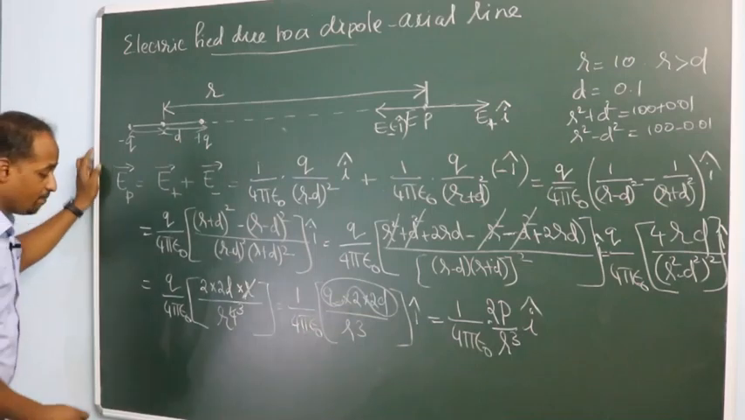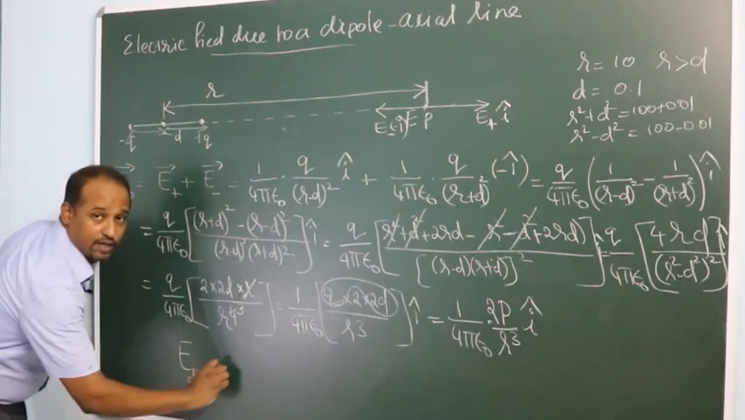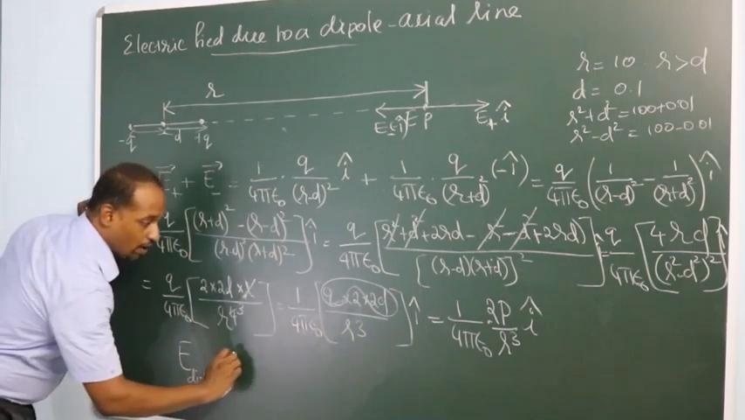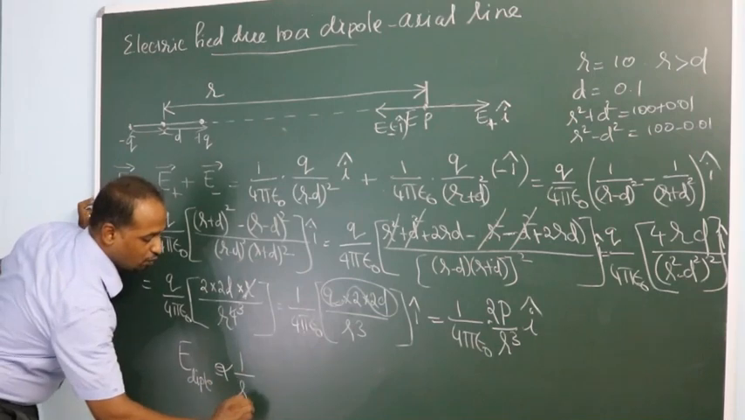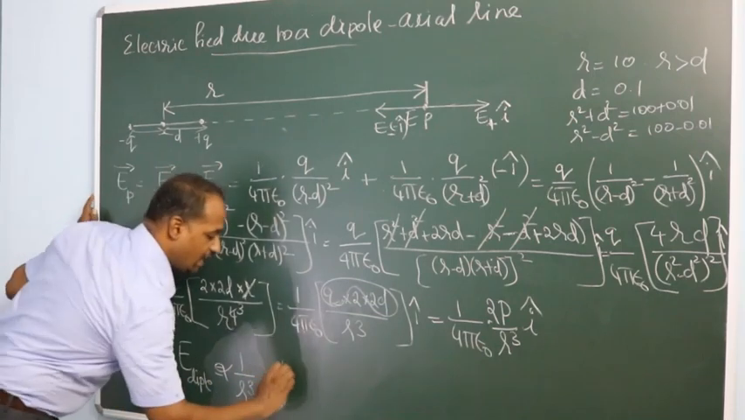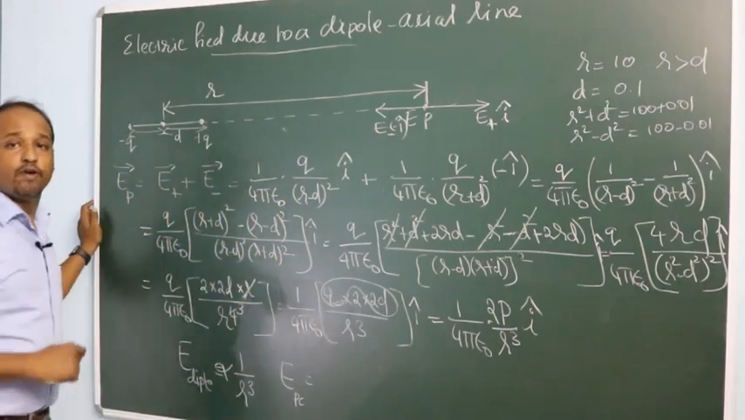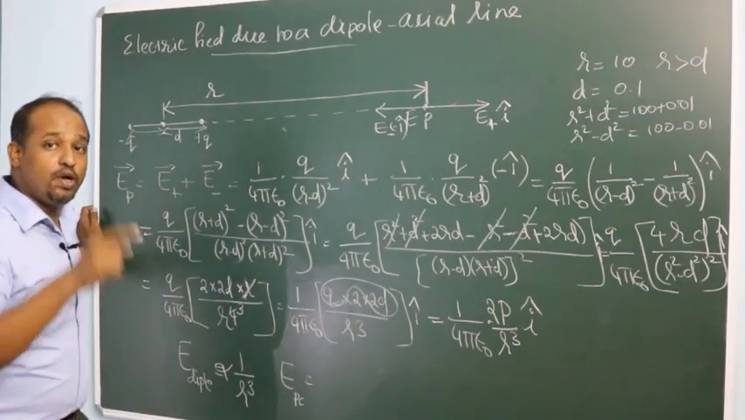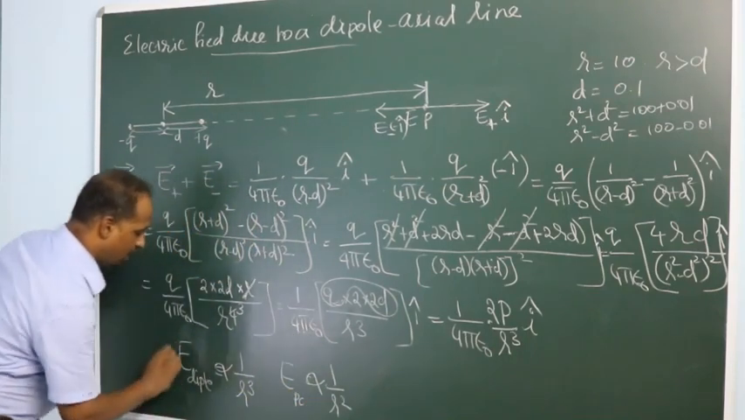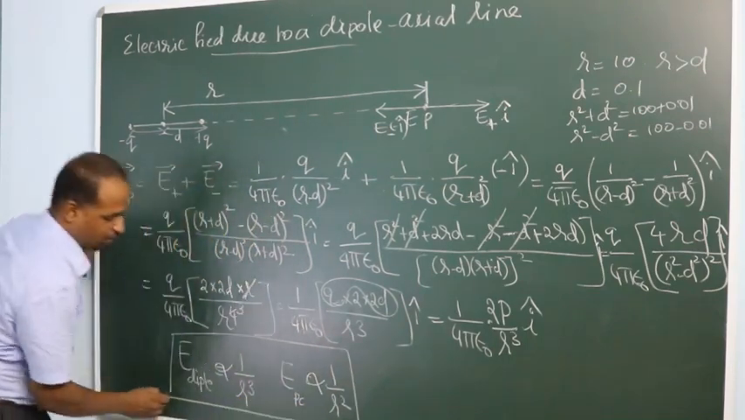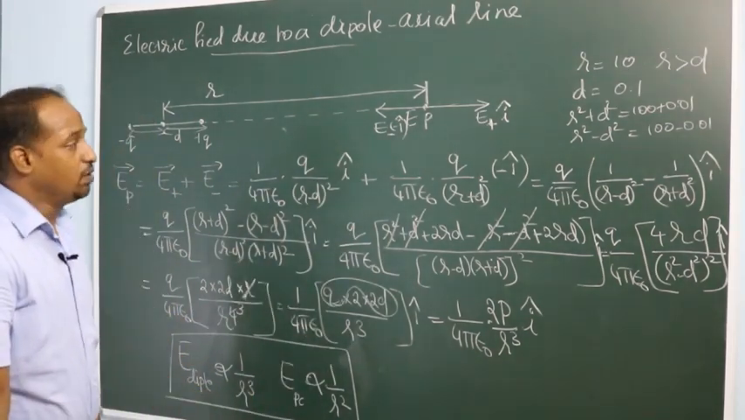So just a comparison, electric field due to a dipole is equal to 1 by 4 pi epsilon naught 2p by r cube. So it is inversely proportional to the cube of the distance, whereas electric field due to a point charge is equal to 1 by 4 pi epsilon naught into q by r square. So it is inversely proportional to r square. Electric field due to a dipole is inversely proportional to r cube. Electric field due to a point charge is inversely proportional to r square.